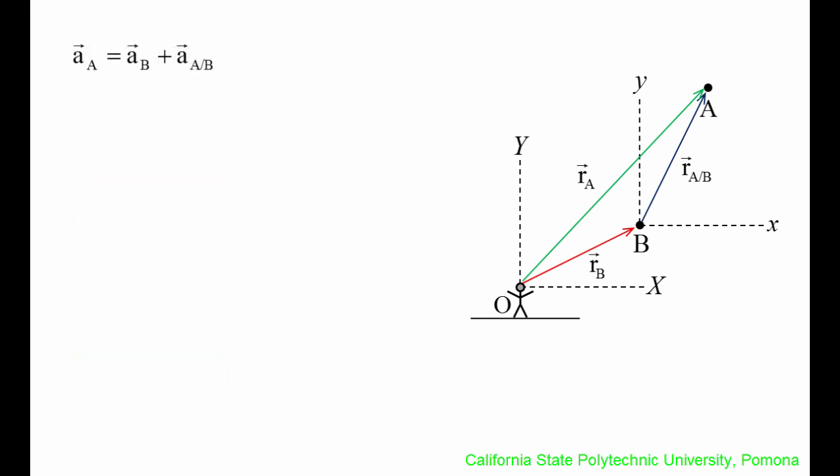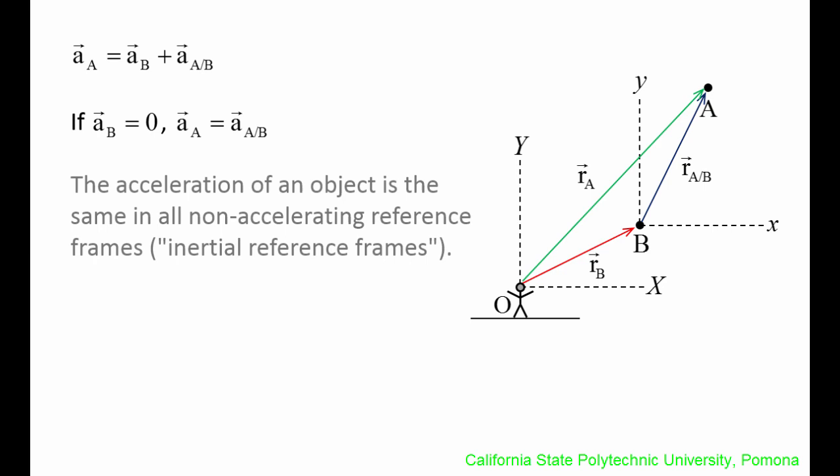As a side note, we can obtain an interesting result if we take the relative acceleration equation and set the acceleration of particle B to 0. AA, which is the acceleration of particle A as observed from the fixed reference frame, becomes equal to AAB, which is the acceleration of particle A as observed from the moving reference frame located at particle B. This means that the acceleration of a particle is the same in all reference frames that are not accelerating, and these reference frames are given a special name. They're called inertial reference frames.